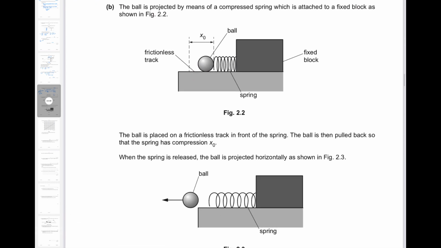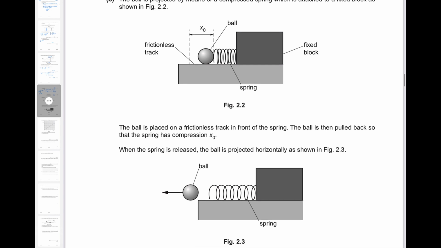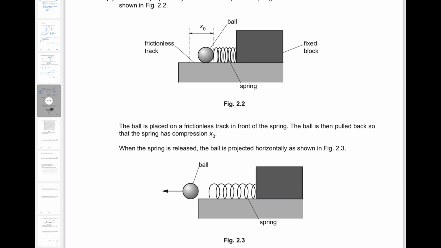B. The ball is projected by means of a compressed spring which is attached to a fixed block as shown in figure 2.2. The ball is placed on a frictionless track in front of the spring. The ball is then pulled back so that the spring has a compression of x0. So this would be the amplitude of the spring. When the spring is released, the ball is projected horizontally as shown in figure 2.3.